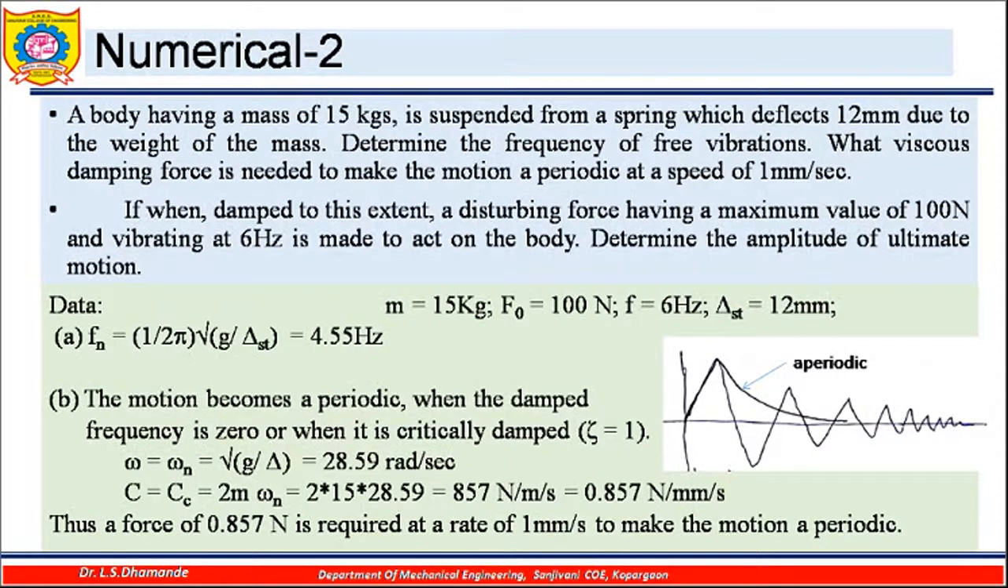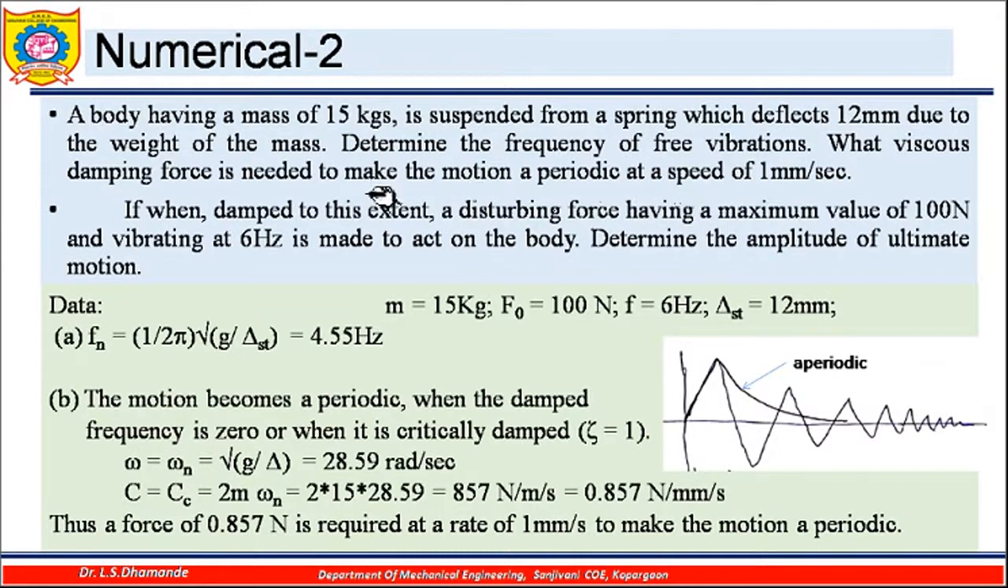Determine the frequency of free vibrations. So you have to find out the frequency of free vibrations. What viscous damping force is needed to make the motion aperiodic at a speed of 1 meter per second? So this is the first part of this numerical.